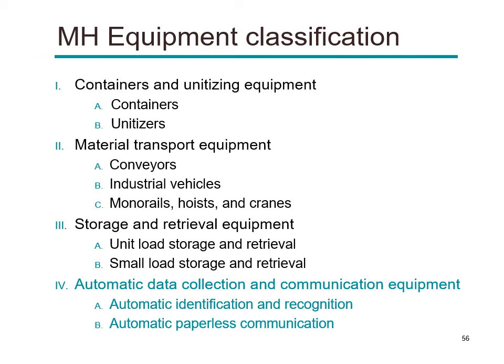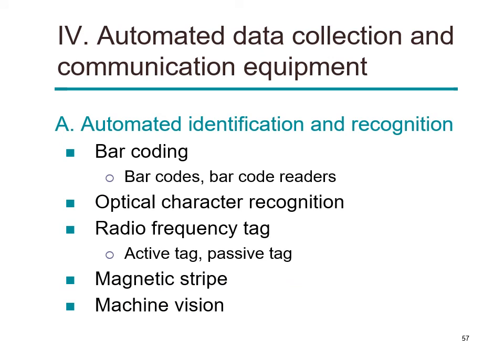So finally, we will see some examples about the automatic data collection and communication equipment within the classification of material handling equipments. We will talk about automatic identification and recognition and automatic paperless communication devices. For automated data collection and communication, for identification and recognition, you are all well aware of barcoding systems. So it can be barcodes, and now we have square codes, in which you can store more information. And of course, when you have barcodes, you need to have barcode readers.